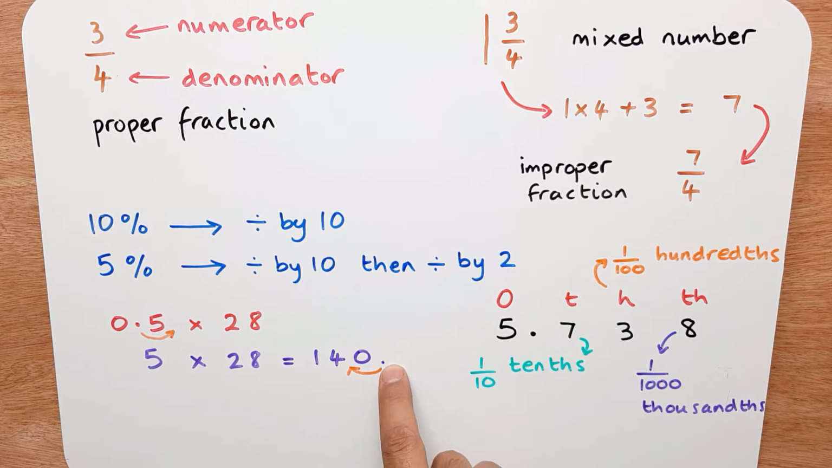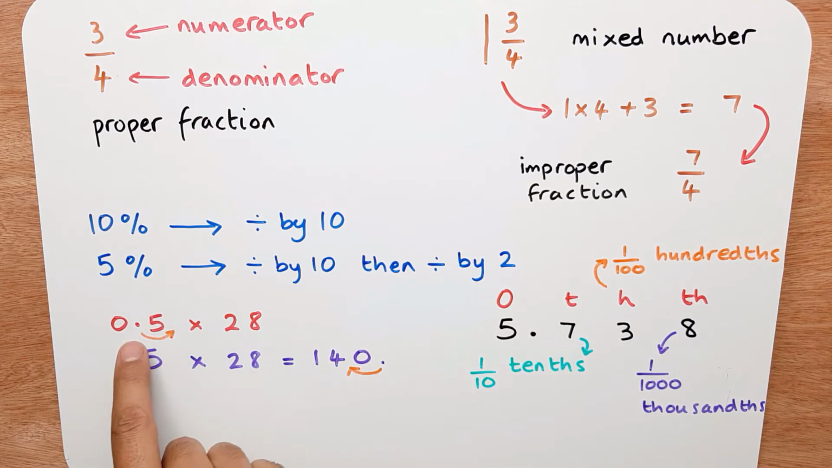And remember, the decimal point is just to the right of the ones column. And we have to bring this back to do the opposite of that. And the answer will be 14.0, which is the same as 14.